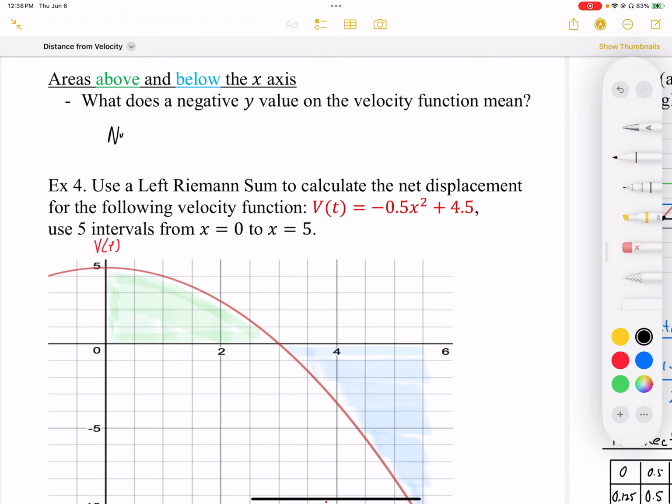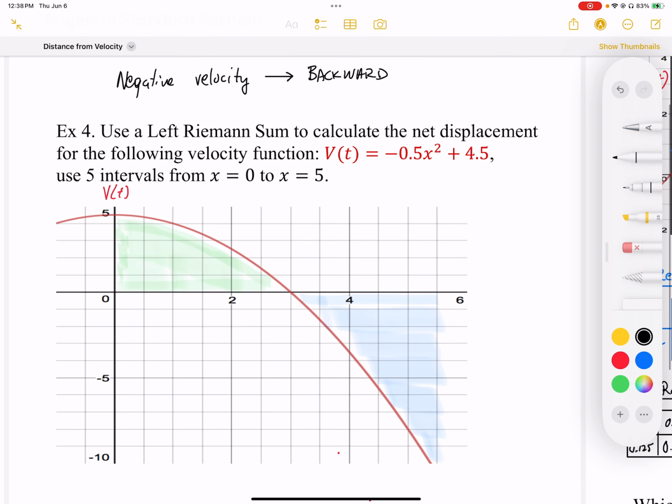Okay, so the negative velocity means backwards, or we're losing our displacement. Okay, so that negative velocity is going to work against our displacement.